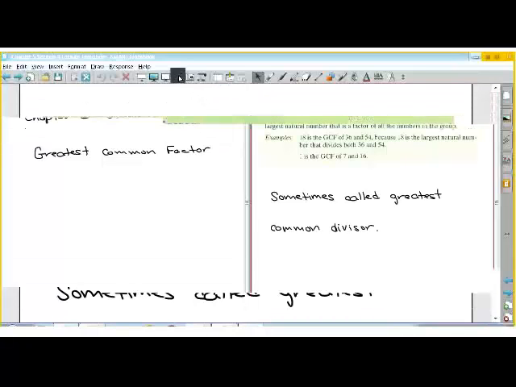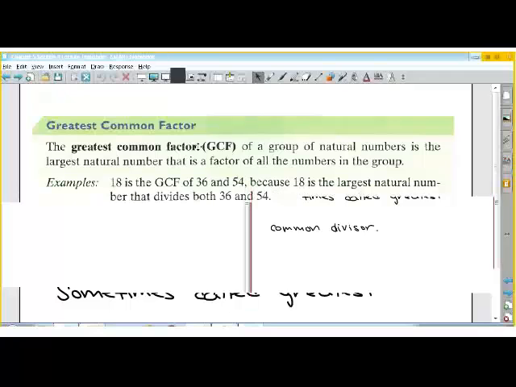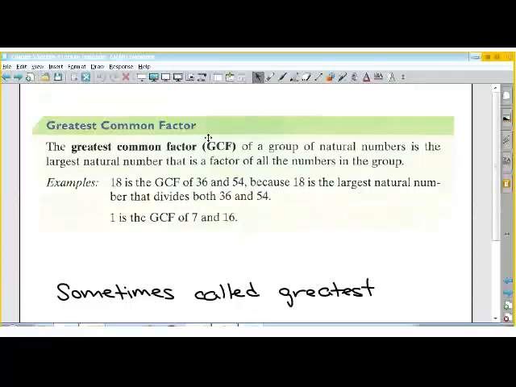So the definition of the greatest common factor: you have multiple numbers. You can have 2 numbers, you can have 3 numbers, you can have as many numbers as you want. The greatest common factor of a group of natural numbers is the largest natural number that is a factor of all the numbers in the group. So one thing you could do is list all the factors and then find the biggest one, but that would be more work than we need to do.